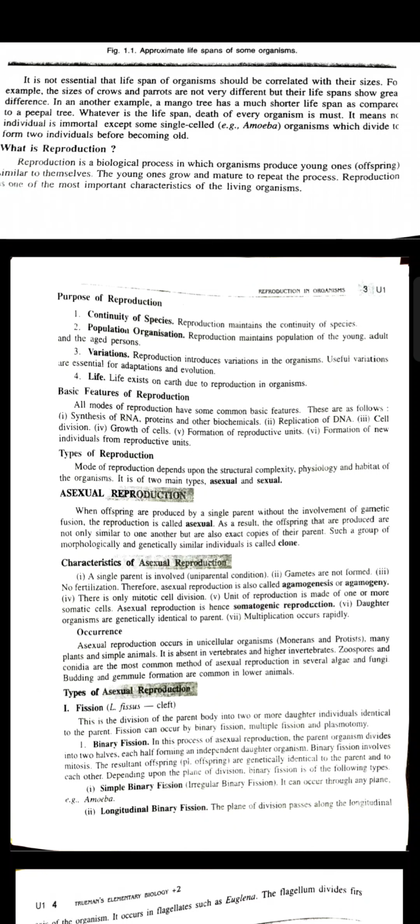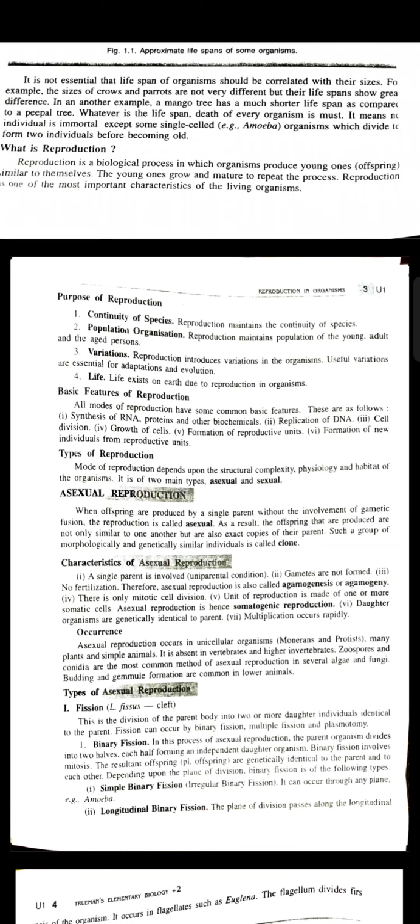Next is life. Life exists on the earth due to reproduction in the organism. What are the basic features of reproduction? All modes of reproduction have some common basic features. These are as follows: synthesis of RNA, proteins and other biochemicals, and replication of the DNA. DNA will get duplicated. Cell division will occur. Growth of the cell, formation of the reproductive unit, and formation of the new individual from the reproductive unit. So these are the basic features of reproduction.